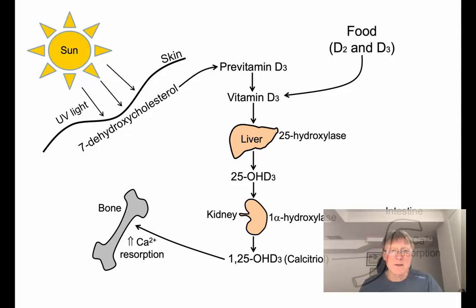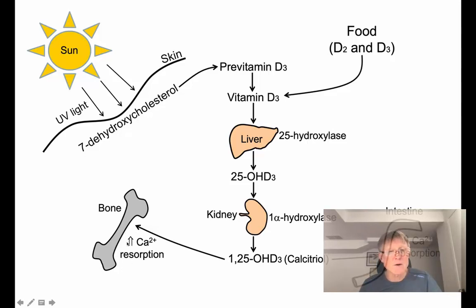So if you are low in calcium, you're going to require vitamin D, or vitamin D plays an important role because it stimulates or increases circulating calcium levels. And it does this by two mechanisms. One of them is by taking calcium from the bone.